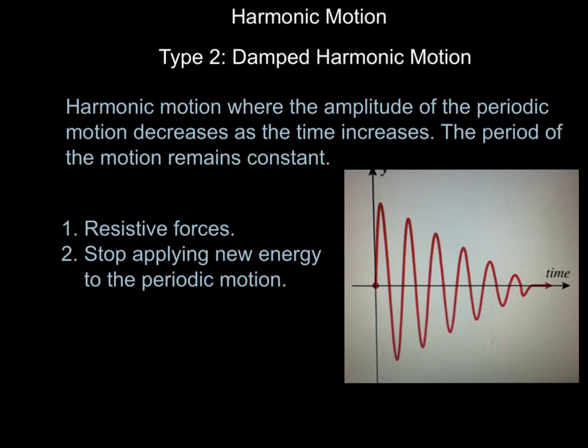What's going to happen is that the height that you go is going to start to get lower, but the amount of time it's going to take for you to swing back and forth will remain the same. That is what's called damped harmonic motion. So what happens there is, number one, the resistive forces are there and you can't overcome them, or we stop applying the new energy. And so when you have damped harmonic motion, you see this type of behavior here, and eventually you are going to come to a stop.